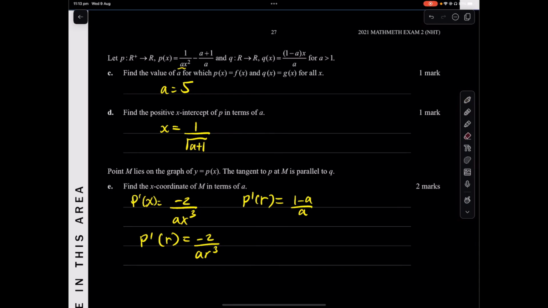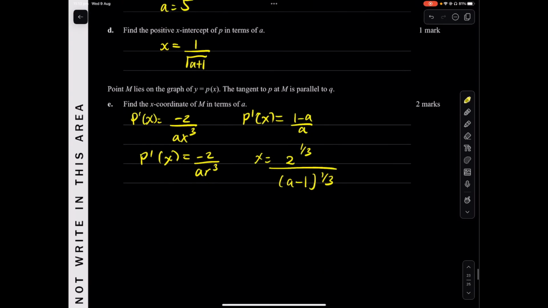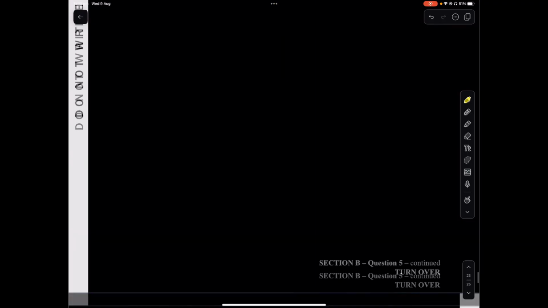So let's just write it as x. It's much nicer if you write it as x. So x is equal to 2 1/3 all over a minus 1 1/3. Yep, that's your x coordinate.